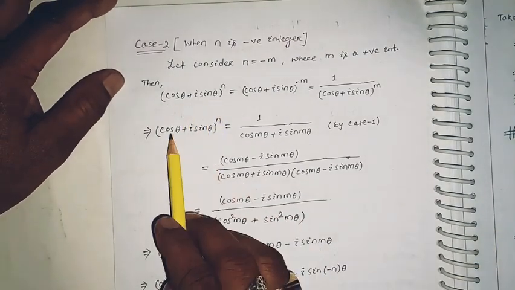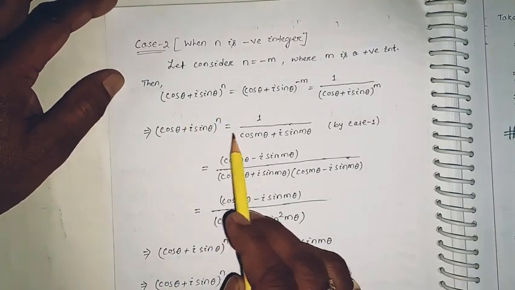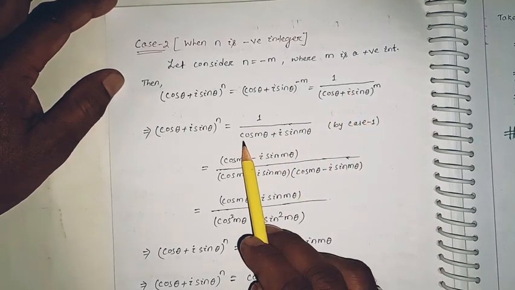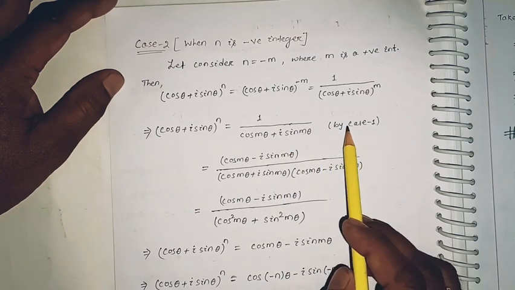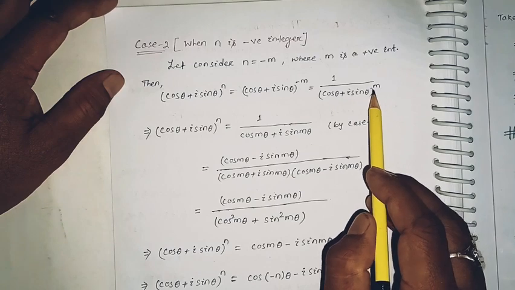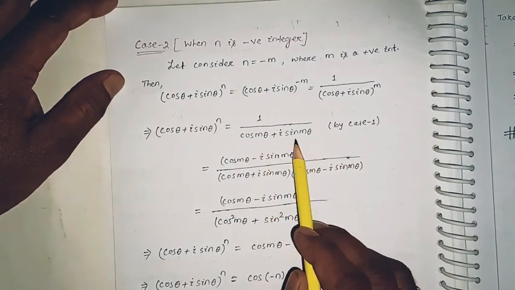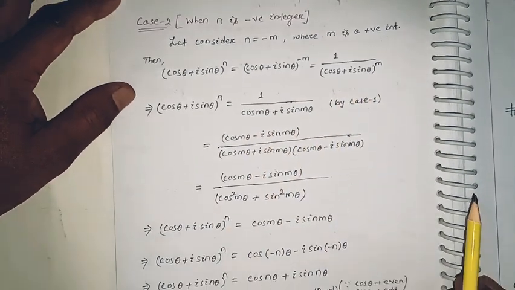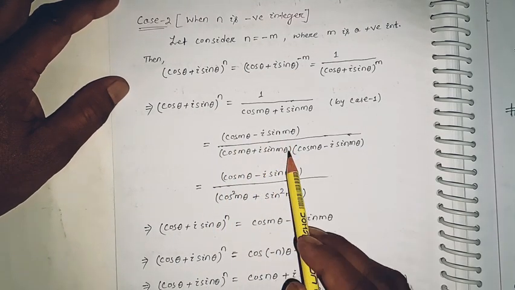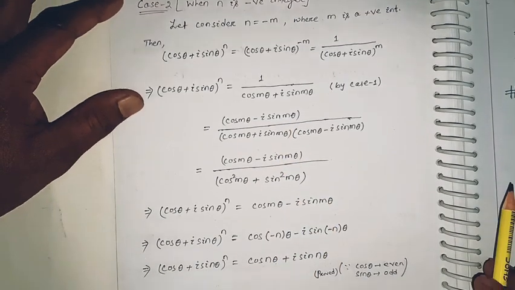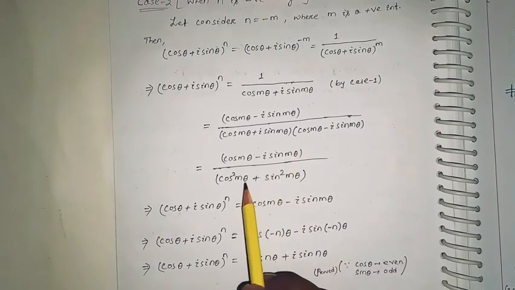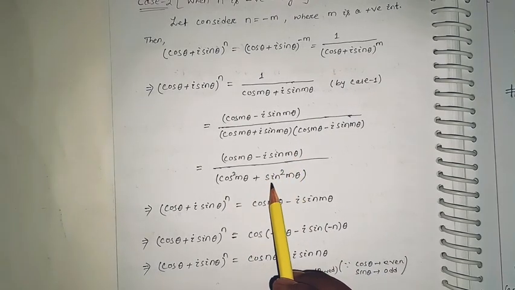That implies (cos theta plus i sin theta) to the power n will be equal to 1 by, here the denominator will be written as cos m theta plus i sin m theta, by using case 1, when m is a positive integer. Now we are going to multiply cos m theta minus i sin m theta in the numerator and denominator. So the numerator is written as such. The denominator will be cos square m theta plus sin square m theta.